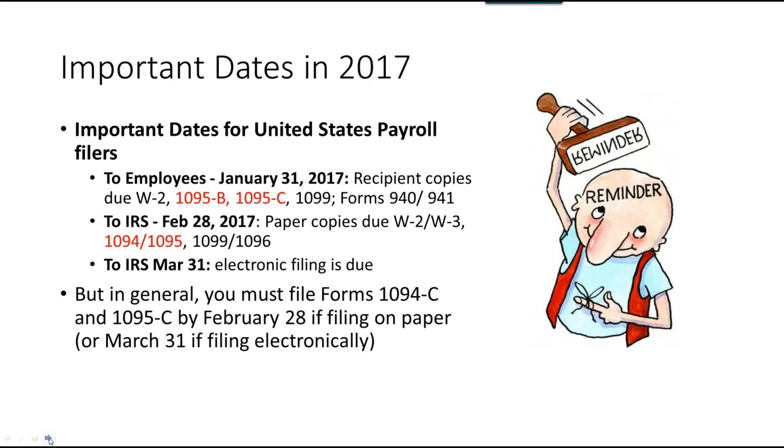There are some important dates for 2017, mostly with regards to the 1095 and 1095-C forms that are going to be due. Those dates are January 31 for employee compliance to get them copies of their forms, which is the same date that their W-2s are due, and also 1099s for your accounts payable vendor payments. IRS expects paper copies to be filed by February 28th, and then if you're electronic filing, you get a whole other month, when they're due March 31st.